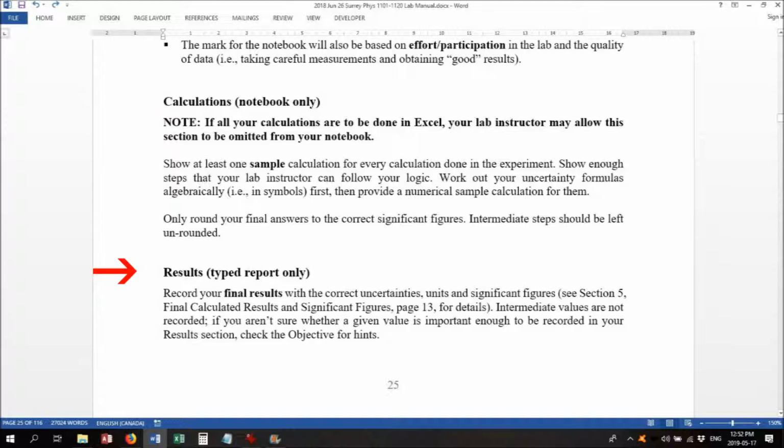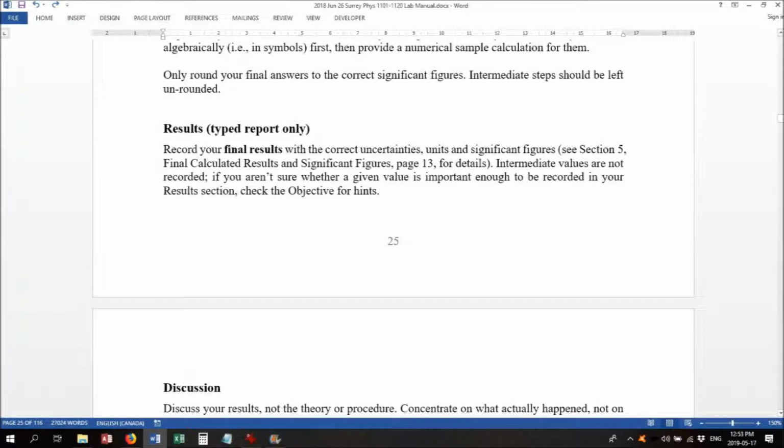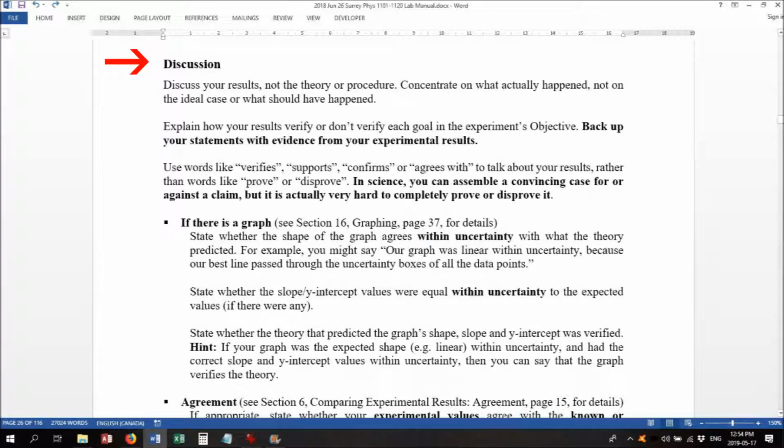The next thing the manual lists is the results section, but this is another thing that is only going to go in your typed report, not in your lab notebook, so skip over this. Likewise, the discussion section will only be going in your typed report, so skip over this for now. You will learn about how to do this in your second lab period.